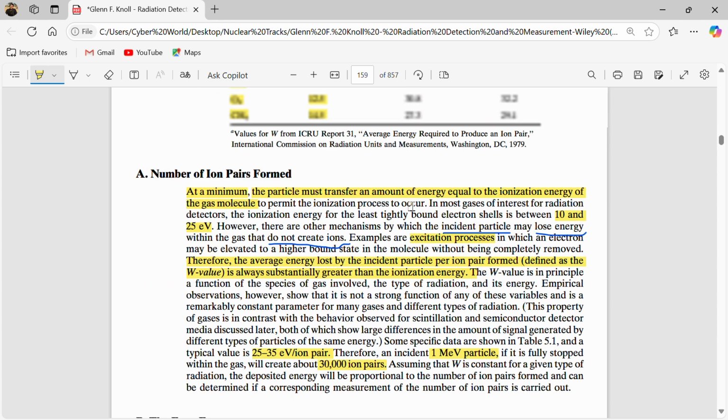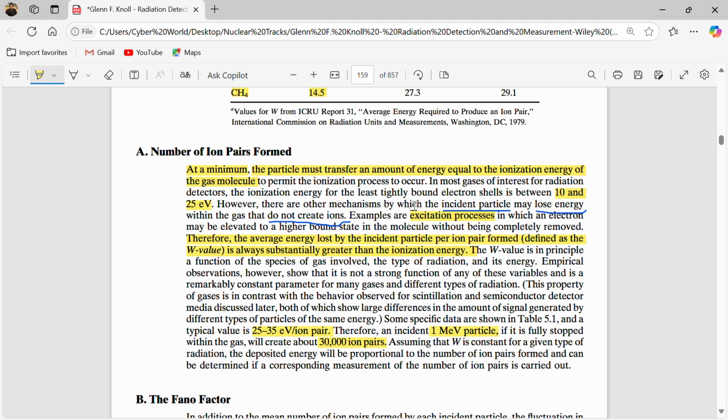Okay, so this is all about the number of ion pairs formed. How many ion pairs are formed? Let's check it out. If a 1 mega electron volt alpha particle strikes the ionization gas chamber, which has a W value in the range of 25 to 35 electron volt per ion, it will produce about 30,000 ion pairs.